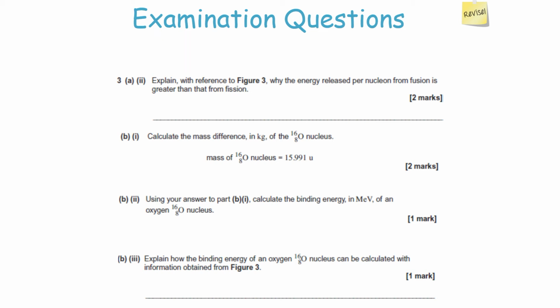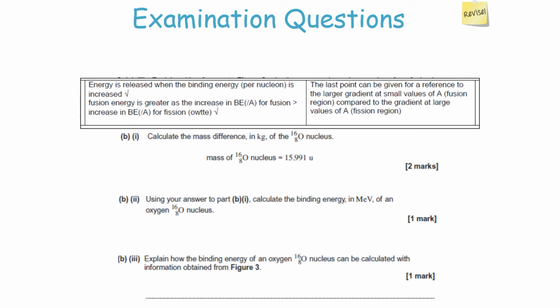So, what's going on here? Well, you'll notice from that diagram that the line below 56 has a much steeper inclination than the line after 56. So this tells us that energy is released when the binding energy per nucleon is increased. Now, fusion has a greater rate of increase in binding energy per nucleon than fission. That's because there's a greater gradient, a higher steepness, in the fusion part of the graph as opposed to the fission part.